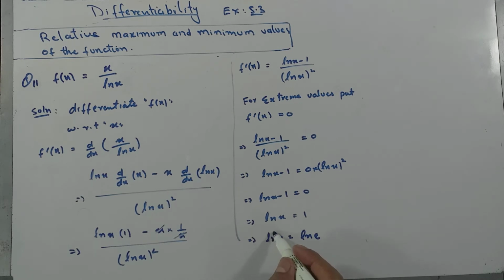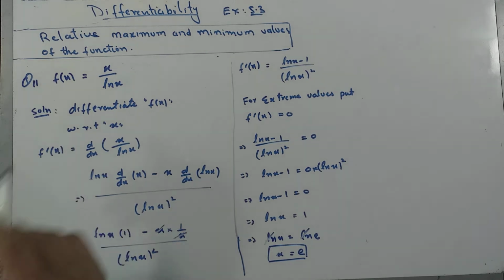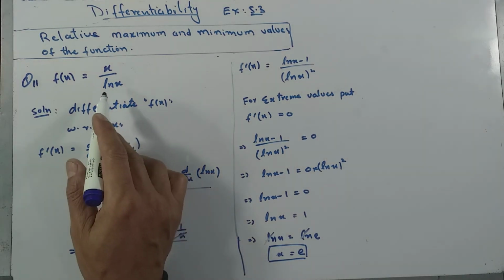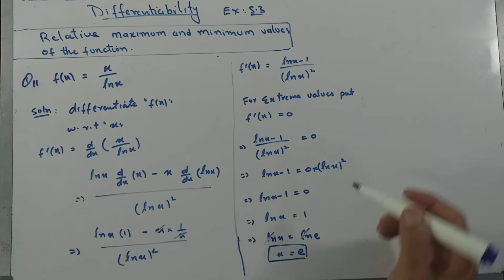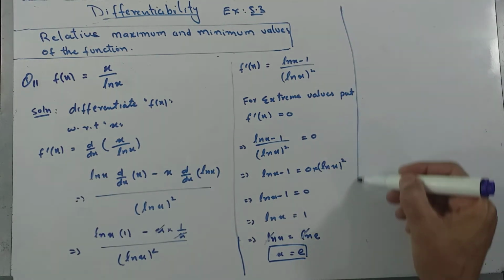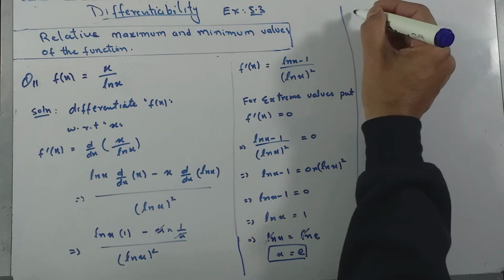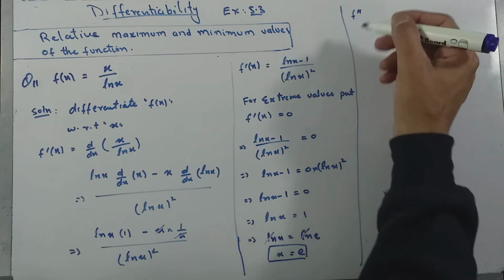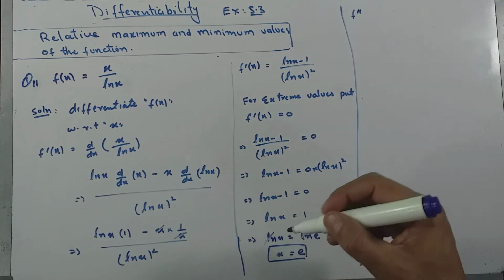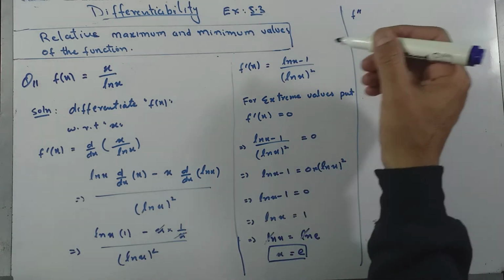Now cancel ln with the ln and you got x is equal to e. This is the value of x. Now we will find the second derivative of this function, for finding whether this function has a minimum or maximum value at x is equal to e. So we need to find the second derivative of this function for checking whether x is equal to e has a minimum or maximum value.